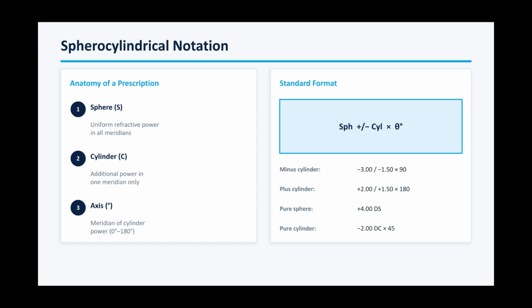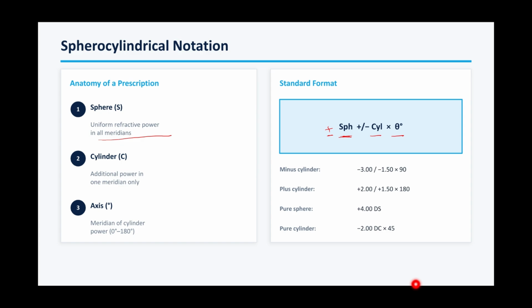So here we have three components. A normal prescription ideally has three components. The first one is the sphere. It can be a positive sign or a negative sign depending on whether the patient is a hypermetrope or a myope. So we know the sphere is uniform refractive power which is acting in all meridians.